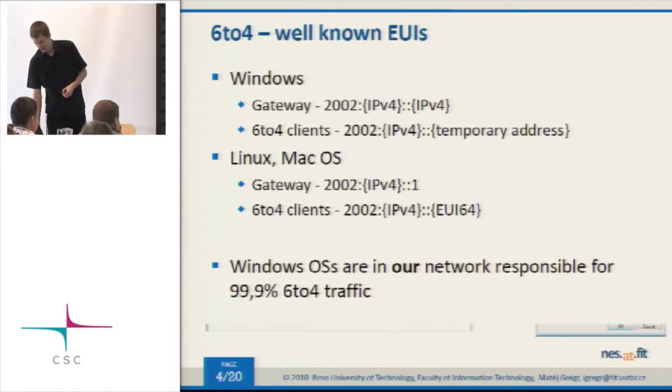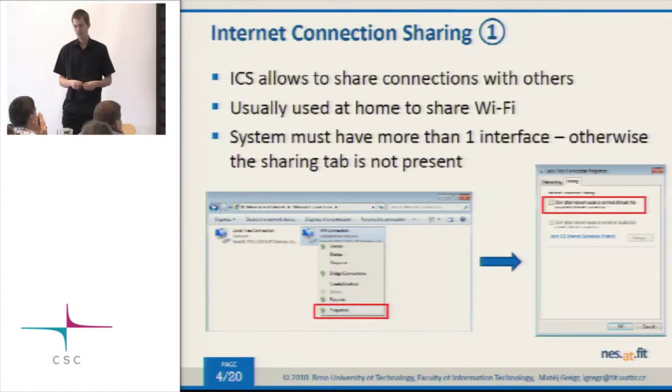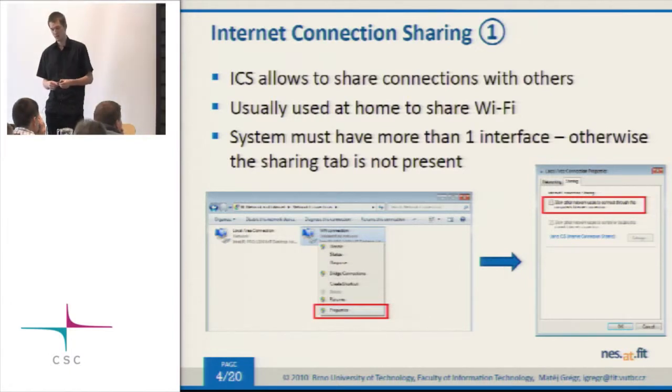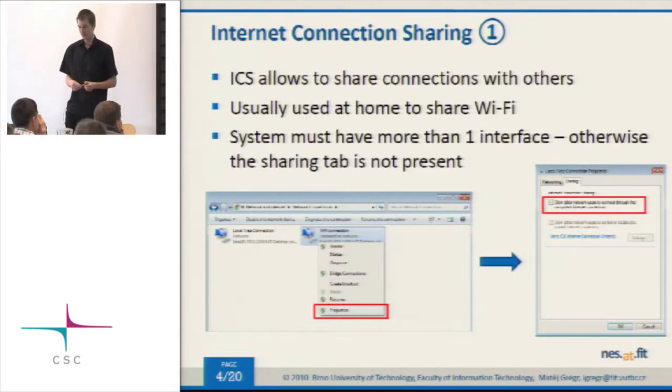As we know, the problem is with Internet Connection Sharing in Windows Vista. Windows 7 somehow fixed it. So if native IPv6 is deployed in the network and Windows 7 hears that there is some router advertisement, it will not use 6to4 mechanisms. But Vista ignores it, so they will use it.